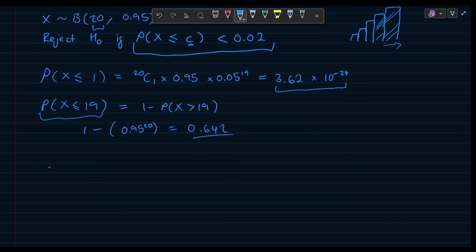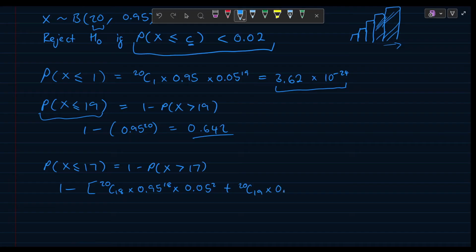Let's try maybe X is less than or equal to 17 and see what that gives us. So this would be 1 minus the probability that X is greater than 17. So that's going to be 1 minus X is 18, 19, or 20. So 20 choose 18, multiplied by 0.95 to the power 18, multiplied by 0.05 to the power 2, plus 20 choose 19, multiplied by 0.95 to the power 19, times 0.05 to the power 1, plus 0.95 to the power 20.